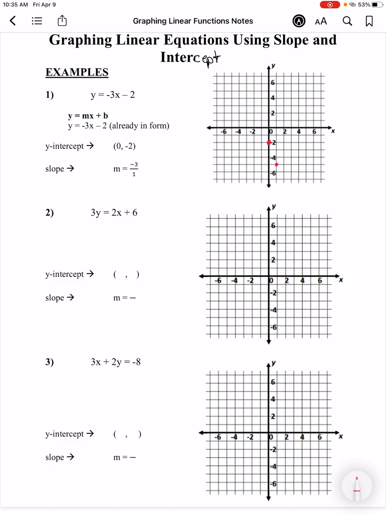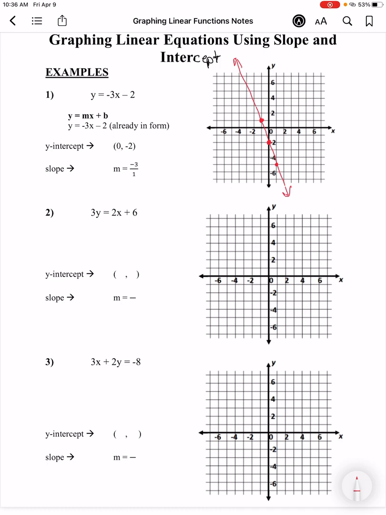And if I can't do that, then I can also go up 3 and left 1. So instead of going down 3 and right 1, I can go up 3 and left 1. As long as only one of my movements is negative, then I've done things correctly. Okay, and then again, I'm going to draw a line that connects those points. And then I have graphed my equation in slope-intercept form.